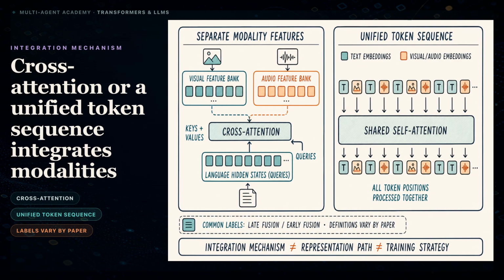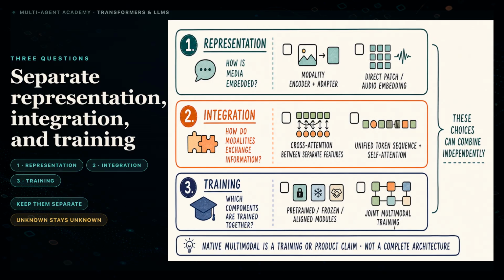Papers often call these mechanisms late fusion and early fusion, but the labels have inconsistent definitions. The exact mechanisms are separate modality features with cross-attention, or a unified token sequence with self-attention. Either integration mechanism can still use a dedicated vision encoder. Integration is therefore separate from representation.